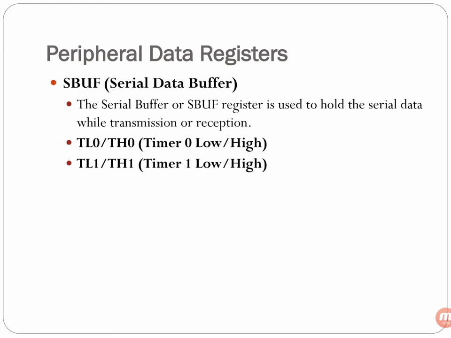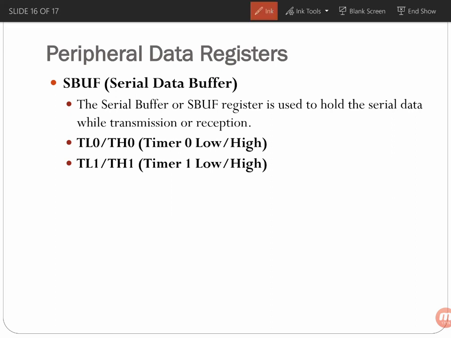Next are the peripheral data registers. First one, SBUF, the serial data buffer. The SBUF register is used to hold the serial data during transmission or reception. Whatever the microcontroller has to transmit will first be placed in the SBUF register and then transmitted bit by bit. During reception, the bit by bit data received on the serial port will first be held in the SBUF register and then read by the microcontroller.